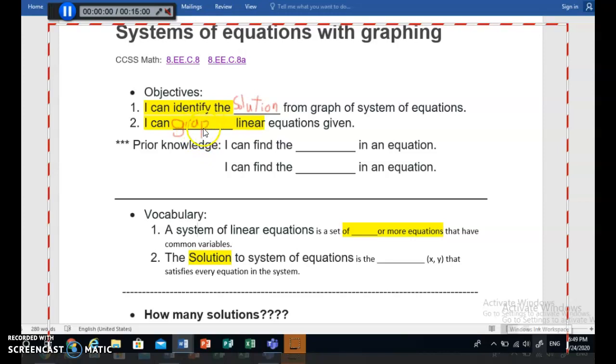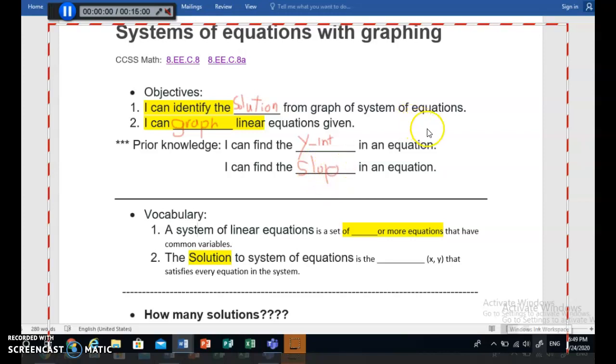All right. What do we need to know before this unit? Prior knowledge. I can find the y-intercept. Do you guys remember y-intercept? And the second will be, I can find the slope. You have to be able to find the slope in an equation.